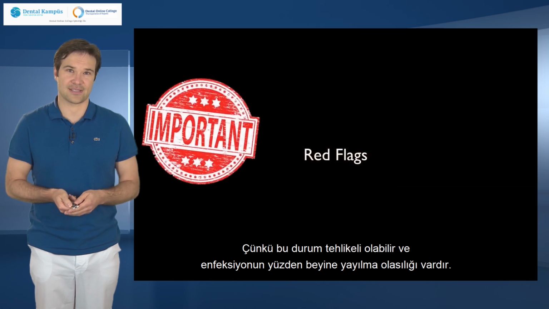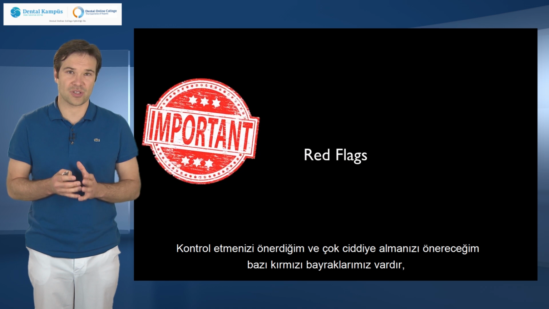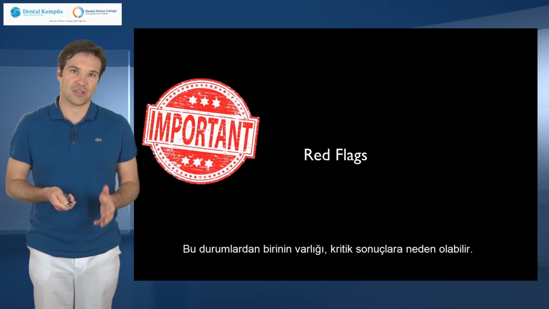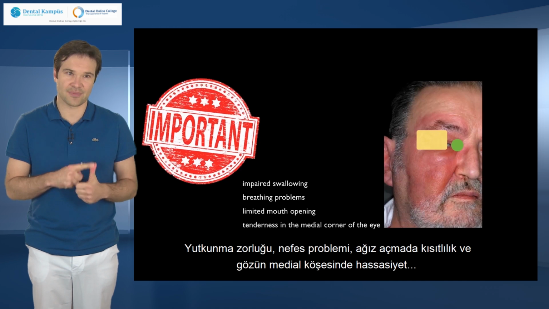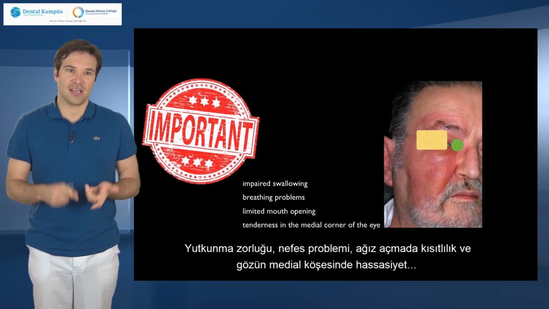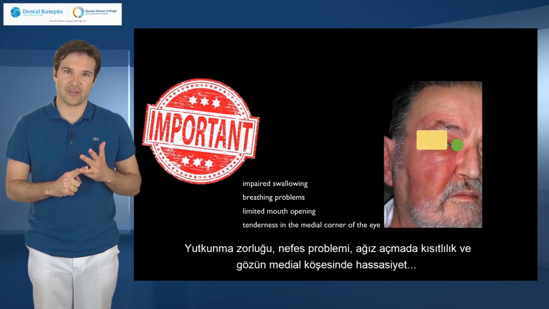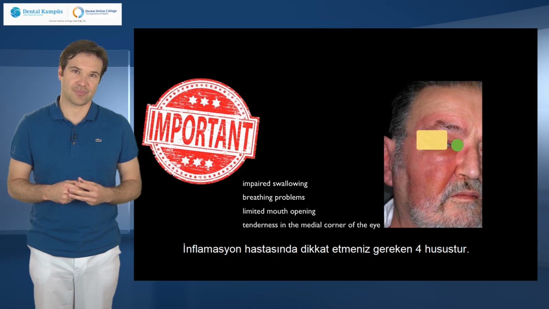inside to the brain through the face. So we have certain red flags I would want you to check for and that you have to take very seriously. As soon as you have one of these, the situation is on its way to getting critical. Impaired swallowing, breathing problems, limited mouth opening, and tenderness in the medial corner of the eye are the four things that you check for in your inflammation patients.